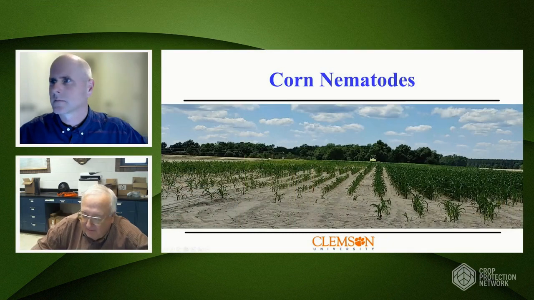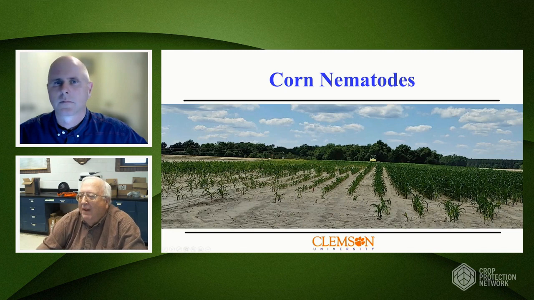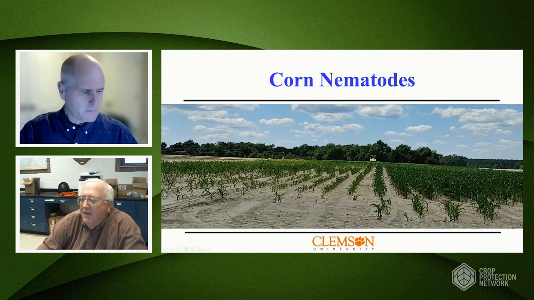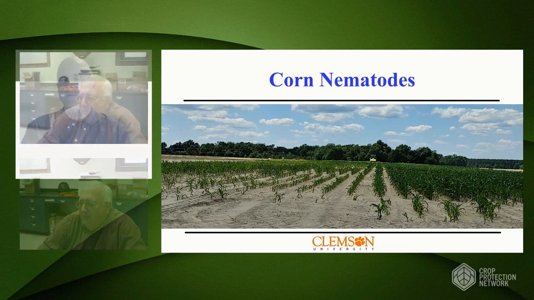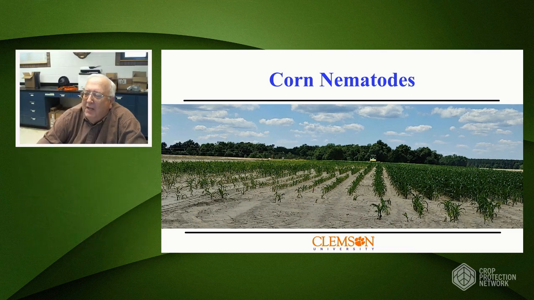Thanks, Travis. This is my home, my farm here at the experiment station, the Edisto Research and Education Center. We're about an hour south of Columbia. But I wanted to show this for two reasons. One is on the right, we've used Telone, a high rate of Telone, to get good nematode control. And then on the left is no nematode control at all. So you can see nematodes have the potential to really stunt corn.